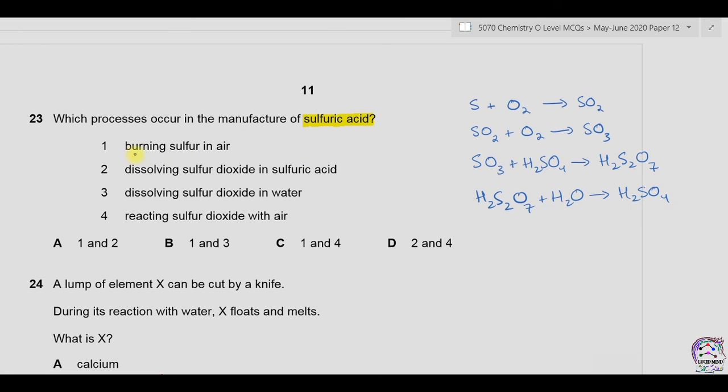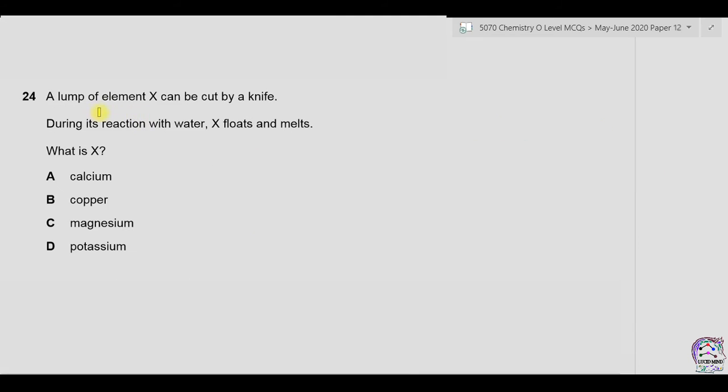Let's see the options. 1 is burning sulfur in air. Yes, this is correct. Second is dissolving sulfur dioxide in sulfuric acid. No. Sulfur trioxide is dissolved in sulfuric acid. 3 is dissolving sulfur dioxide in water. This is also wrong. 4 is reacting sulfur dioxide with air. Yes, sulfur dioxide oxidizes in air to form sulfur trioxide. So this is correct. So option 1 and 4 are correct. Therefore answer is C.